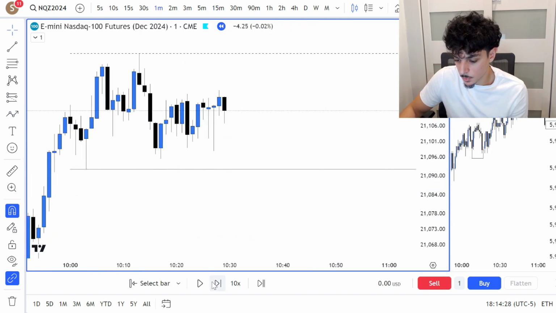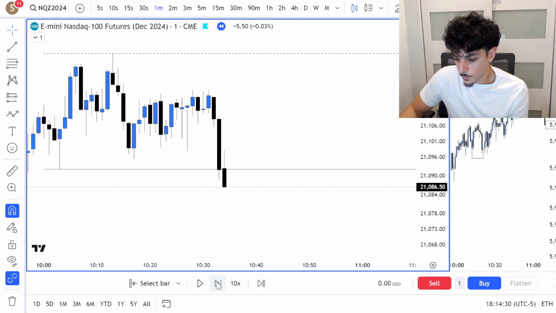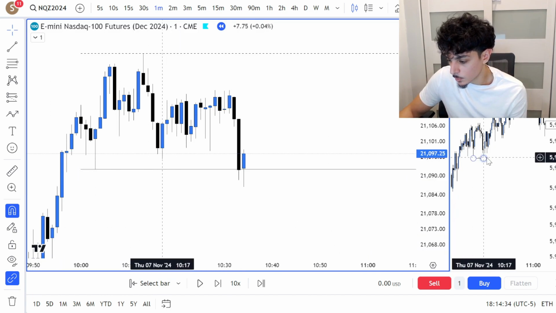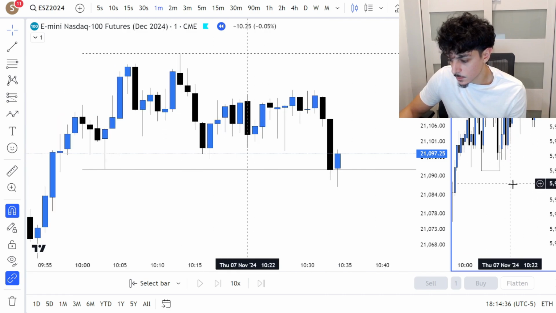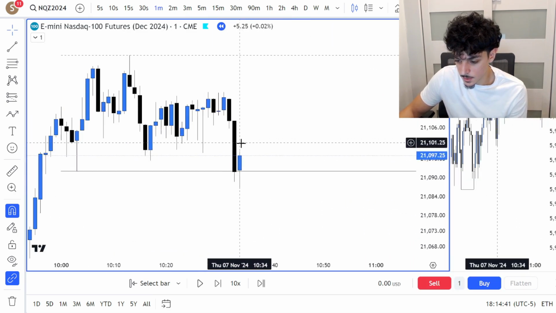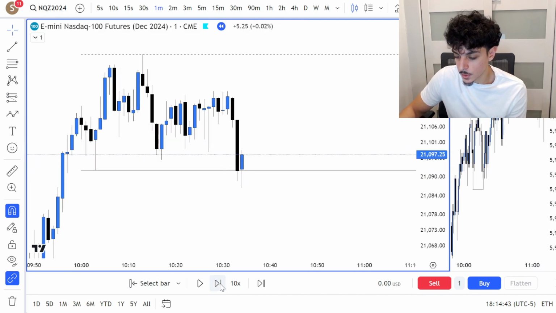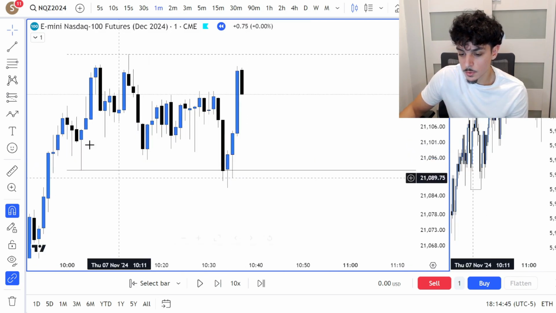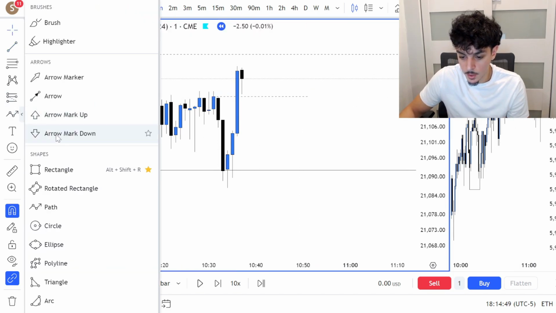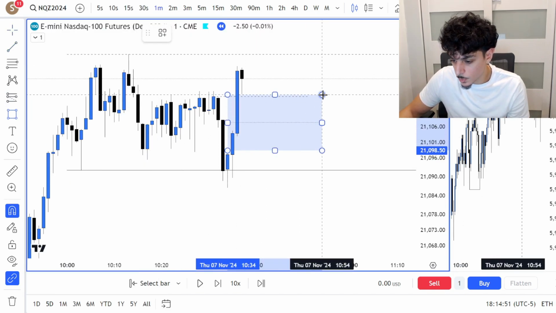You can see in this example, price went and swept this 15-minute low on NQ, but did not sweep it on ES right here. So as soon as I see this, I have my confirmation that we could see a potential buy model. Then we have our market structure shift that happened right here. We have two super big fair value gaps.